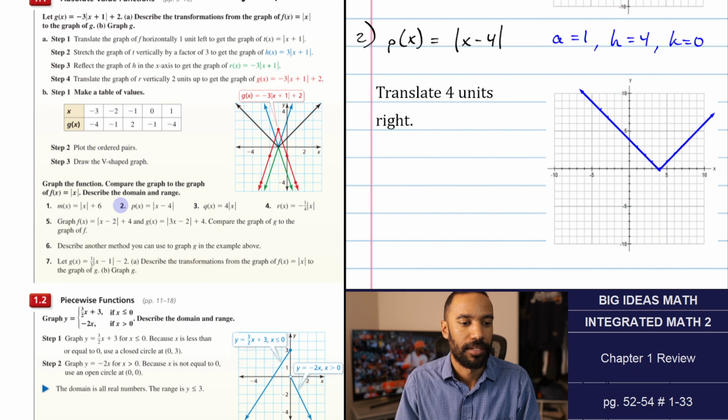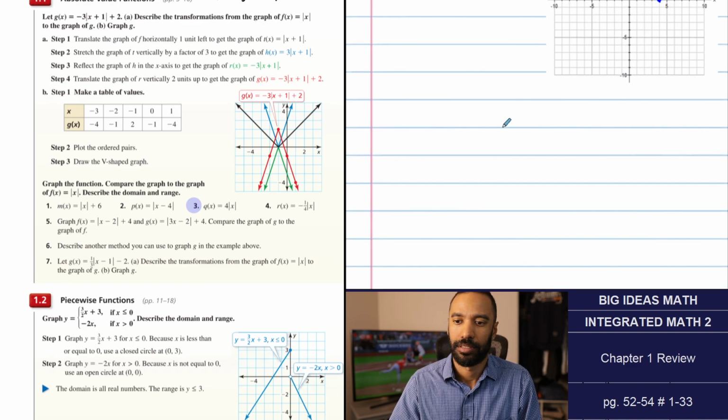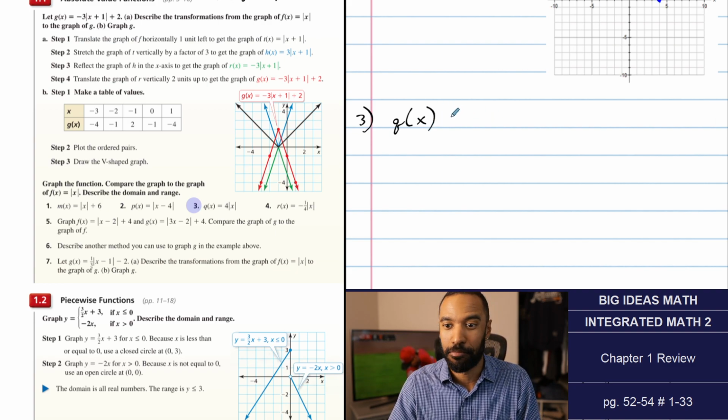Okay, number 3. Q of x equals 4 times the absolute value of x. Getting a scam phone call. That's what my phone says. It says scam likely. If you hear the vibration, I apologize. It'll do it just for a second longer.